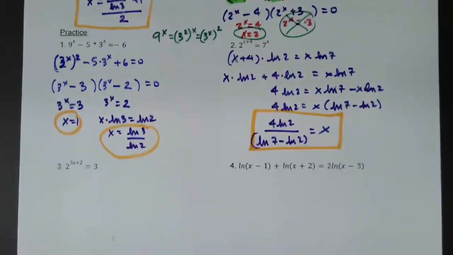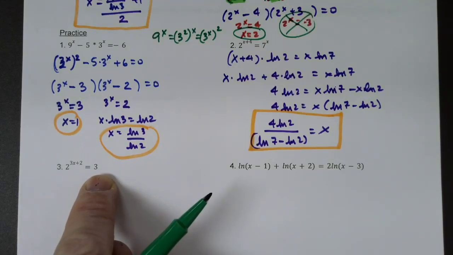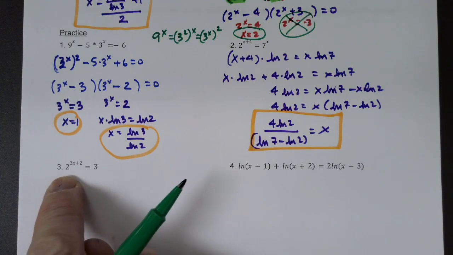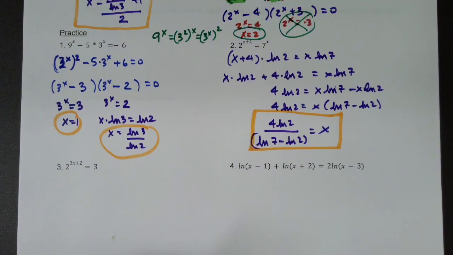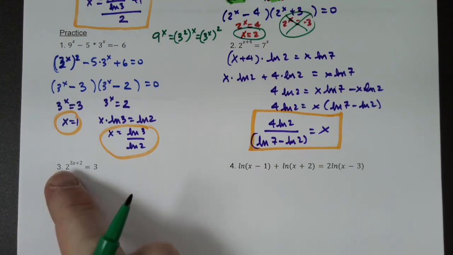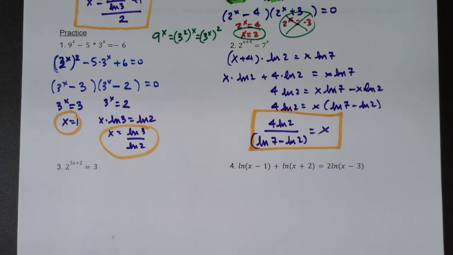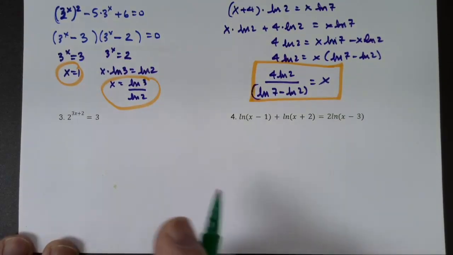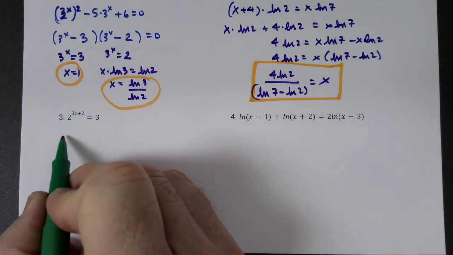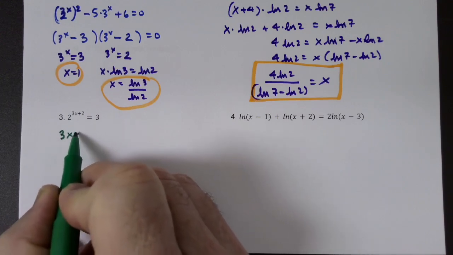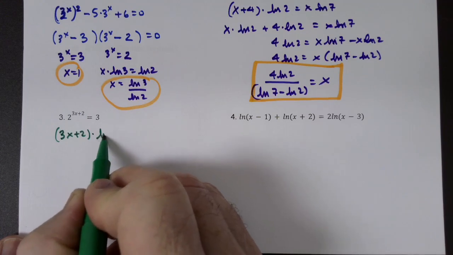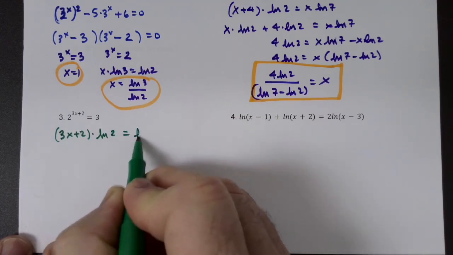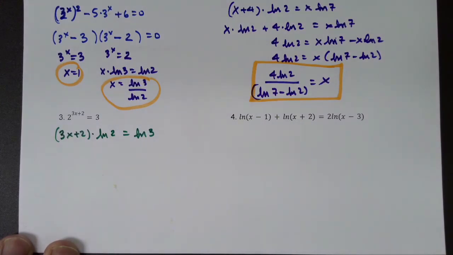Let's continue on with our next one. No like bases. Okay, if this were 27, I'd write it as 3 cubed. I'd get like bases, set my exponents together. But no matter how I try, I can't use that in this case. So we're using the skills we learned in this chapter, and that is that 3x plus 2 comes down as the coefficient when we take the natural log of both sides and then use our power rule.